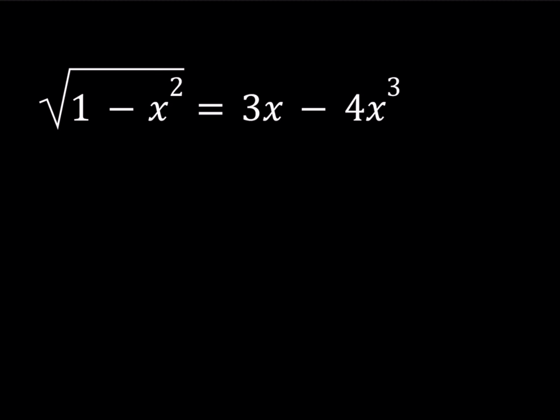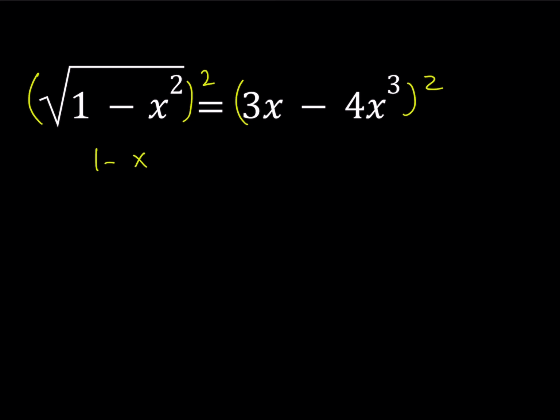Hello everyone, in this video we're going to be solving a radical equation. We have the square root of 1 minus x squared equals 3x minus 4x cubed, and we're looking for real values of x. As with pretty much every radical equation, if you square both sides, you get rid of the radical, and you get something like this.